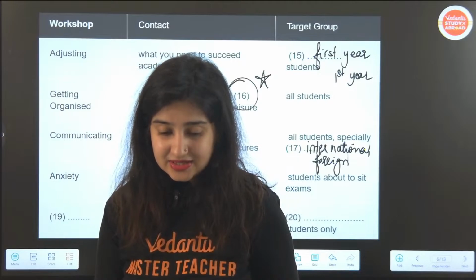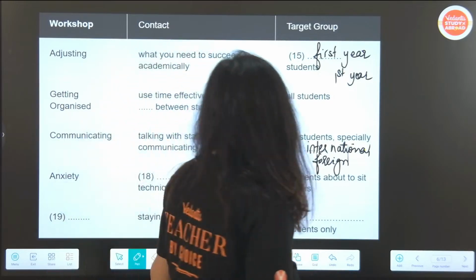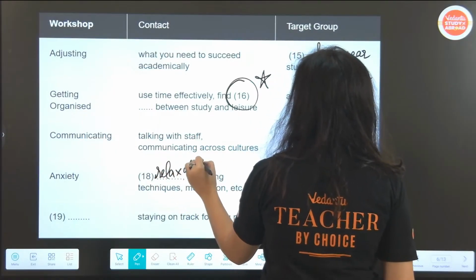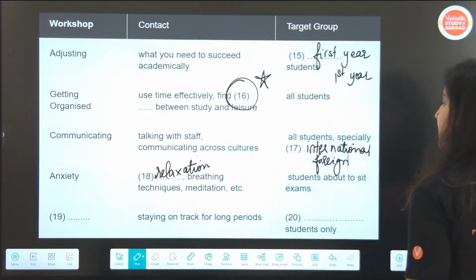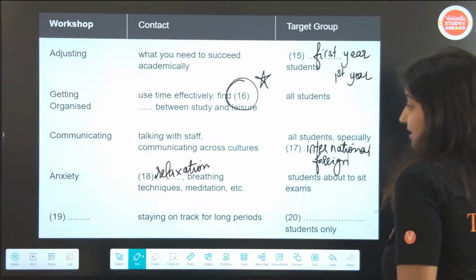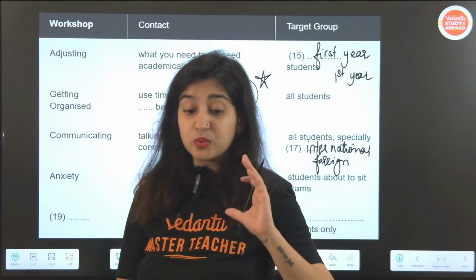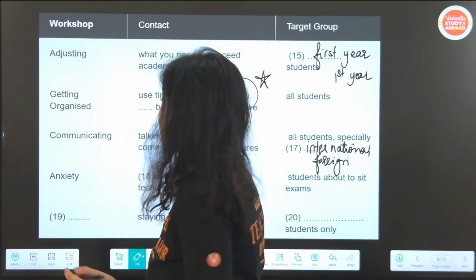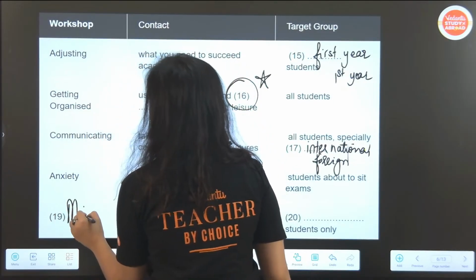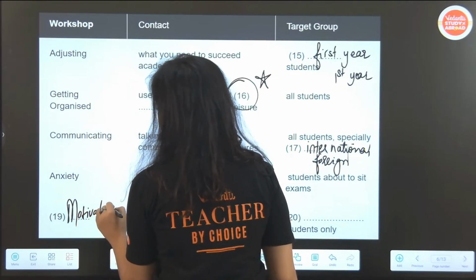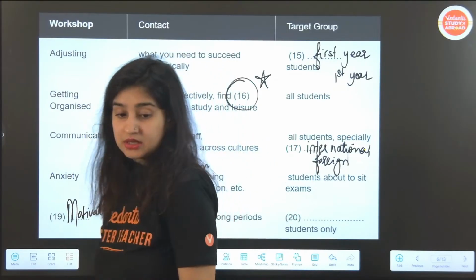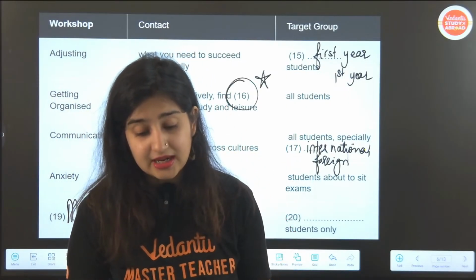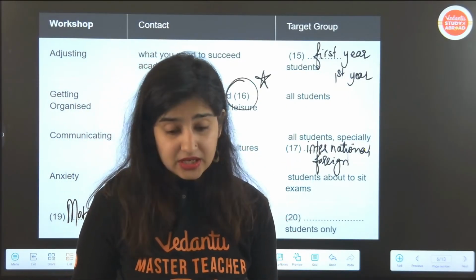Next we had, this one was easy. Relaxation techniques, breathing techniques, meditation. Then the number 19, what was the name of the group? What was the name of the group? It was motivation, or the workshop, sorry. Motivation, right? So yes, good job everybody. Most of you got that right. And finally, what did we have?